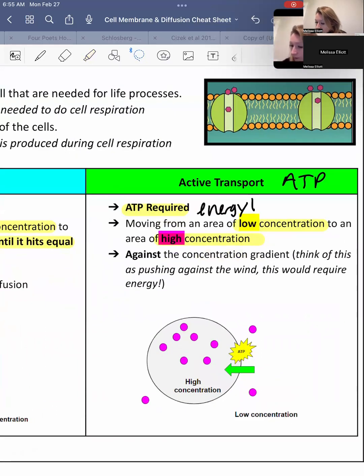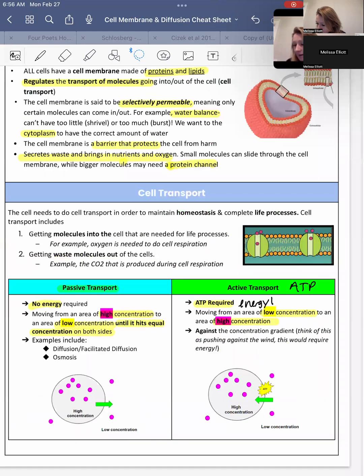And so if we look here, we have 1, 2, 3, 4, 5, 6, 7, and inside is that high concentration. And look at the arrow, right? The molecules are moving from an area of low concentration to high. And that's because it needs energy, because it's not something that naturally happens. Naturally, the molecules want to go from high to low. And when you're pushing them against where they want to go, you're going to need energy to do that. We notice here that we have some nice ATP there to show us that this is requiring energy.